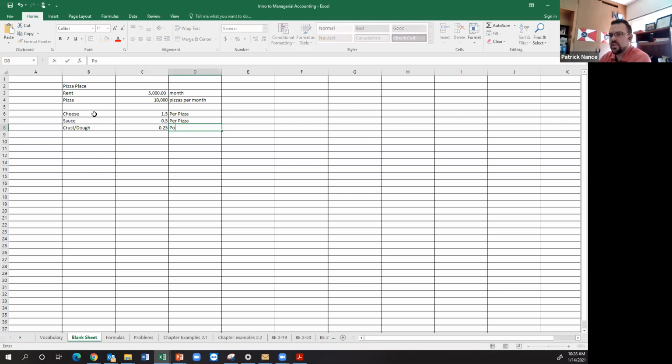Why I wanted to show you this example is because this is obviously oversimplified. I'd have multiple kinds of pizzas, multiple sizes of pizzas, different types of crust, different types of sauce, different types of cheese. I have all kinds of different things. But simply speaking, on a basic level, these would be what we would call variable cost. And the rent would be a fixed cost.